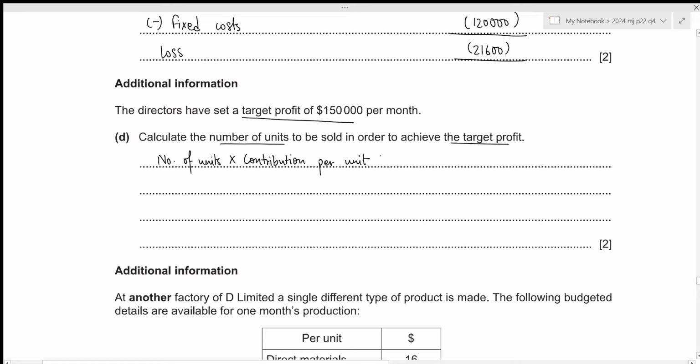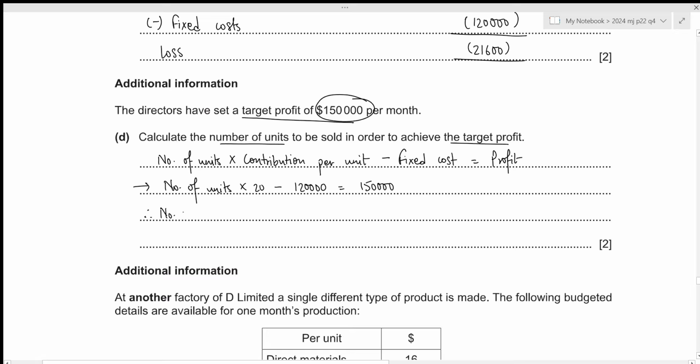From the total contribution, we subtract the fixed costs, and that will give us the profit. So in this case, we now just solve this equation in order to calculate the number of units. We've already calculated the contribution per unit to be 20. The fixed cost was 120,000, and in this case, the required profit is 150,000.